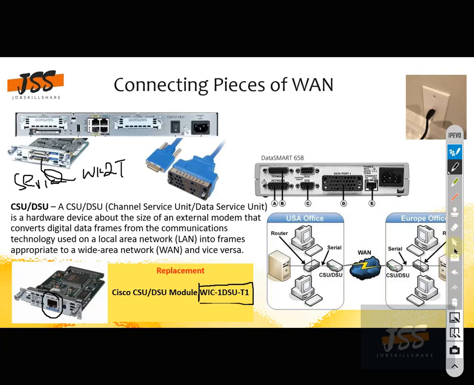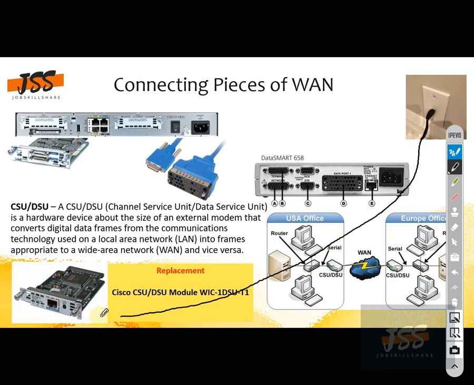So what will happen is, instead of going through this CSU/DSU and then a V.35 cable connecting here and there, you will run this cable directly all the way to this module, which will be installed in the router by default. So this is how your WAN connectivity will be done on your premises.